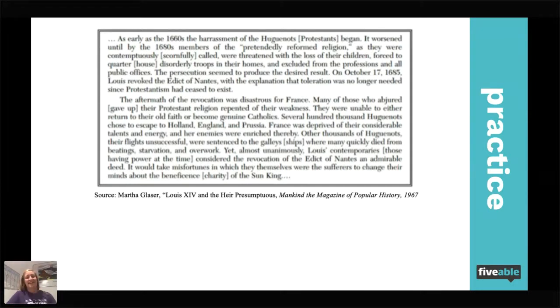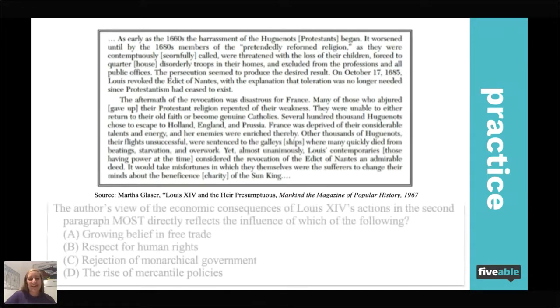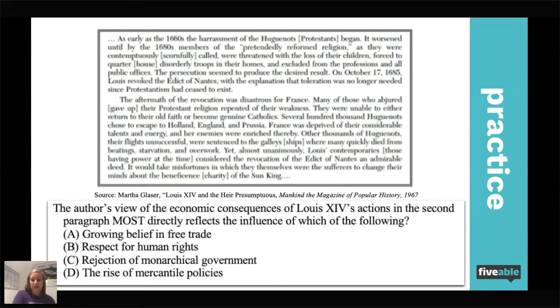But guess what? This practice actually goes with a multiple choice question. And so I hid the question because a lot of times people don't work with the document enough when it's a multiple choice question. So I wanted to show you can still work with the documents, even if it's a multiple choice question. You can still annotate the same way. So let's look at the multiple choice question here. The author's view of the economic consequences of Louis XIV's actions in the second paragraph most directly reflects the influence of which of the following?